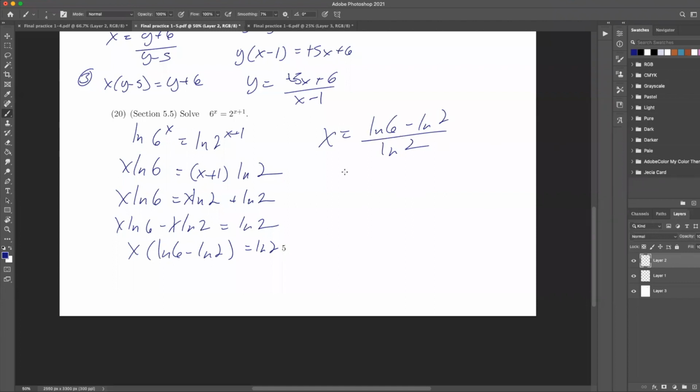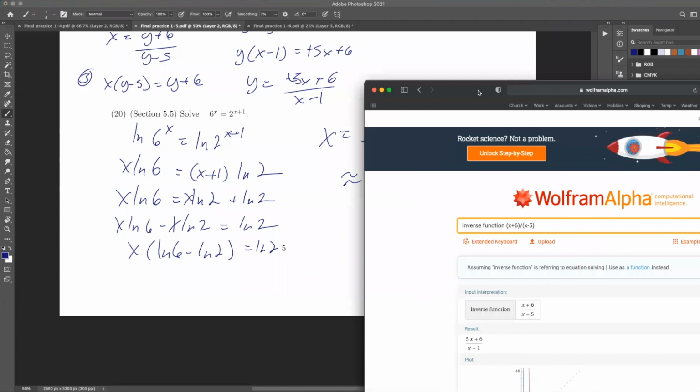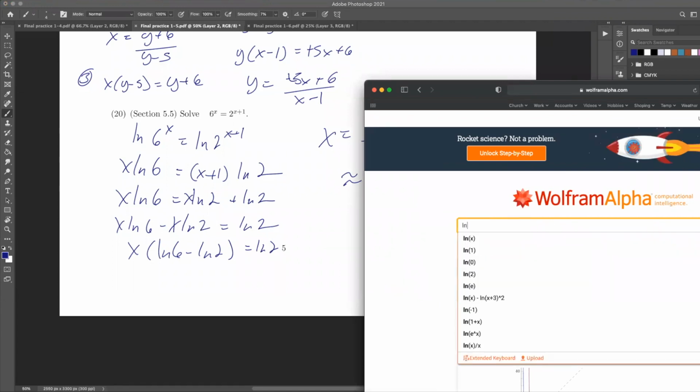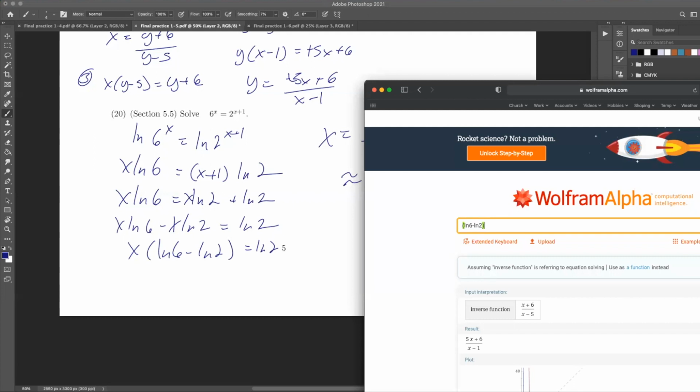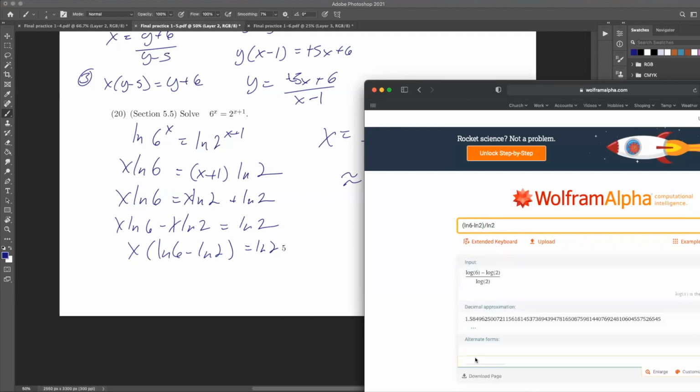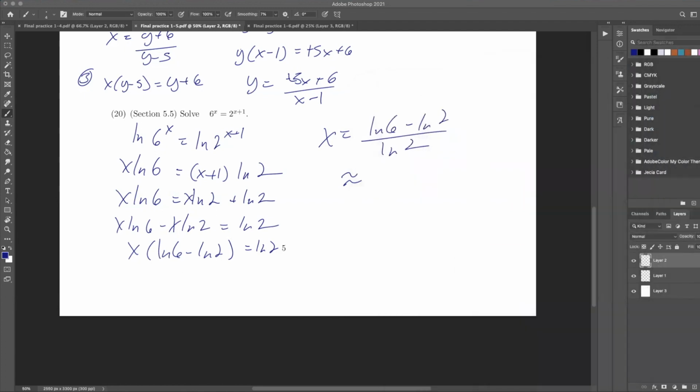And so this is the answer. And then you can approximate it in Wolfram Alpha. So we'll type in ln of 6 minus ln of 2, because I think you type it into 3 decimal places. Do whatever it tells you to do. Yeah, and so here we get this decimal approximation, 1.5159, and this will round up to 5. So let me put that in. So it's 1.585, the way it rounds.